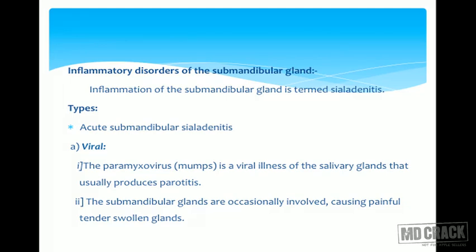Inflammation of the submandibular gland is termed sialoadenitis. We have types as acute and chronic. Generally, the acute is caused by a virus. The paramyxovirus or mumps is a viral illness of salivary glands that usually produces parotitis. But when the same affects the submandibular gland, it can cause acute submandibular sialoadenitis. The submandibular glands are occasionally involved, causing painful, tender, swollen glands.